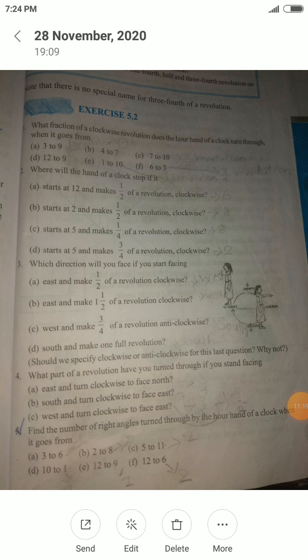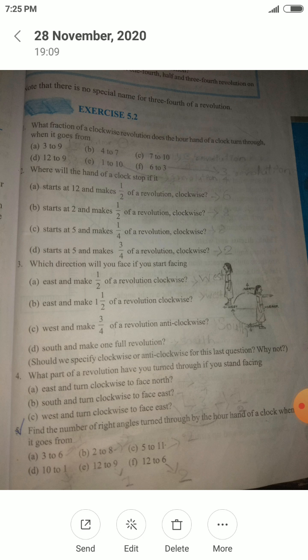Question number 5. Find the number of right angles turned through by the hour hand of a clock when it goes from 3 to 6. So how many right angles are turned through by the hour hand of a clock when it goes from 3 to 6? One right angle. Yes. From one number to 3 numbers, you will get exactly 90 degrees. So that is one right angle.